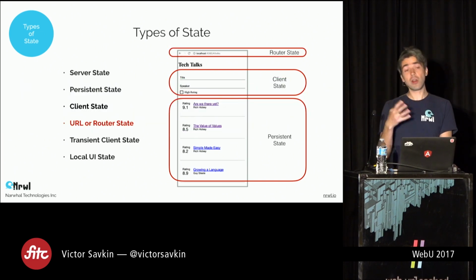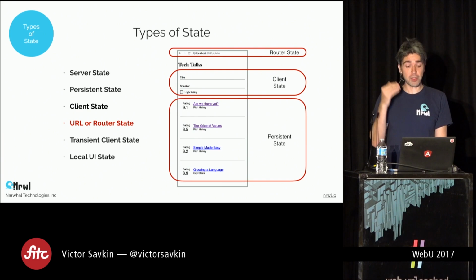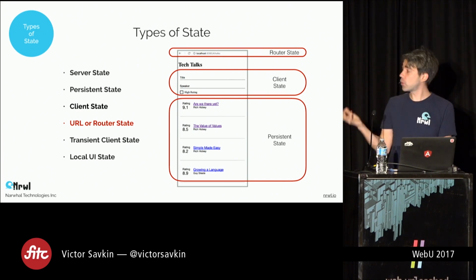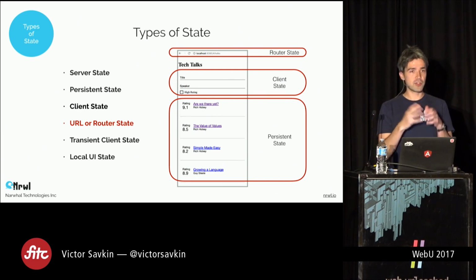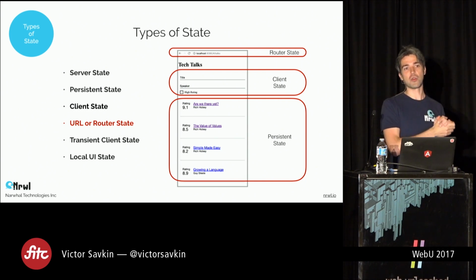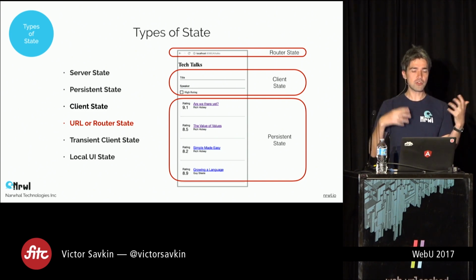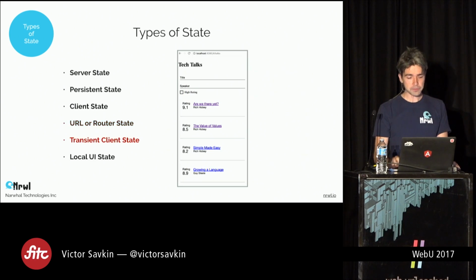All right, so this means that the URL or the router state is a different type of state we need to consider. And just for information, the router state, what I think of it, is just a sort of structured representation of the URL. It's exactly the same as the URL, just in a different form.